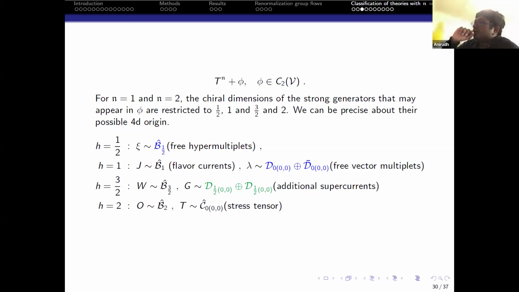So this is how the multiplet structure is organized. For N equal to 3 theories, if you write it as an N equal to 2 theory, you will always find these extra current generators. So it's a representation theory logic. That's what I can tell you. Okay.